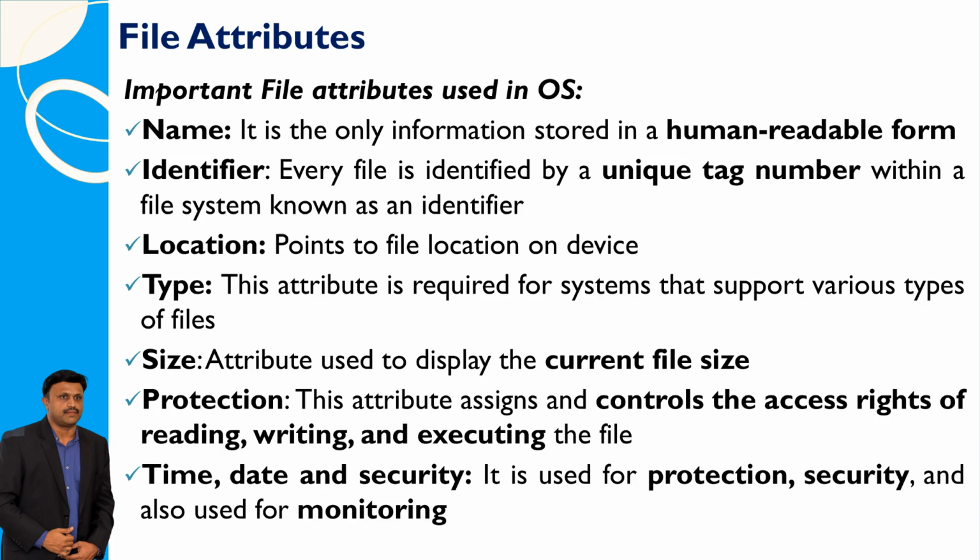File attributes are crucial elements within an operating system, encompassing several key aspects. These attributes include the name of the file, serving as the sole information stored in a human-readable format, alongside an identifier that uniquely tags each file within the file system. Additionally, attributes such as location, pointing to the file's specific location on the device, and type, necessary for systems accommodating various file types, are vital. Size denotes the current file size, while protection attributes dictate access rights for reading, writing, and executing the file. Finally, attributes encompassing time, date, and security play pivotal roles in ensuring file protection, security, and monitoring within the system.